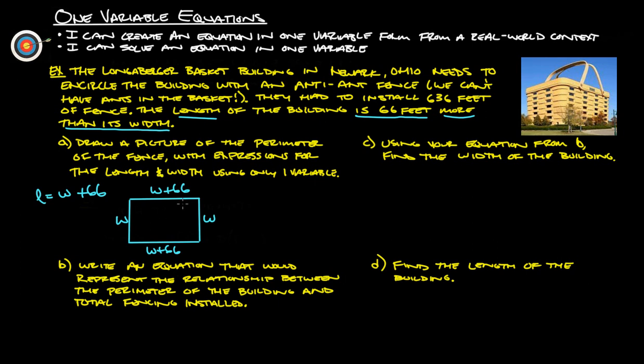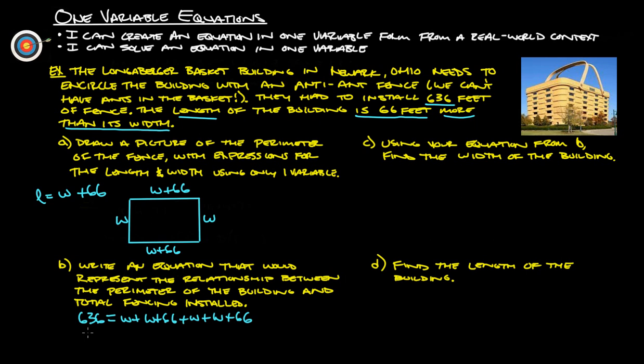which in this case is W. Now that we have that, write an equation that would represent the relationship between the perimeter of the building and the total fencing installed. We know the perimeter is going to be W plus 66, plus another W, plus another W plus 66. The problem tells us they had to install 636 feet of fence, so that has to be our perimeter. So this is going to be 636.